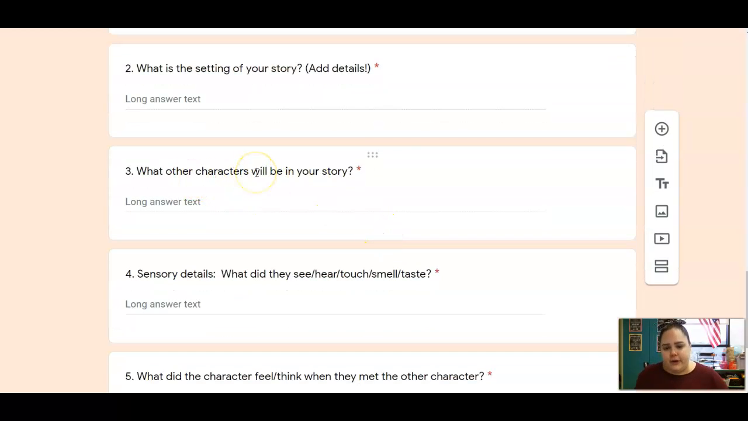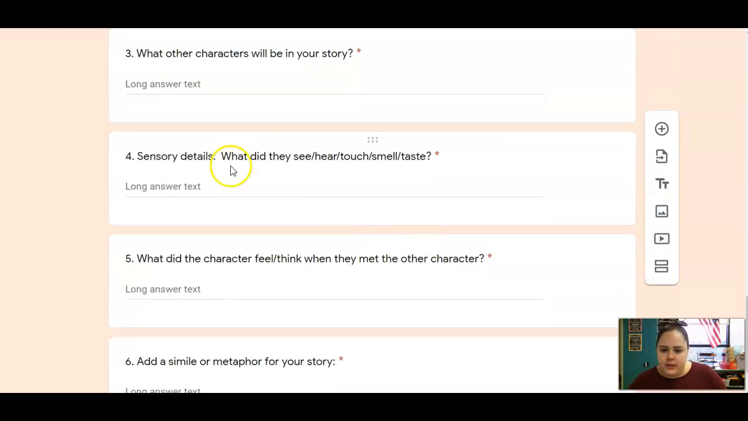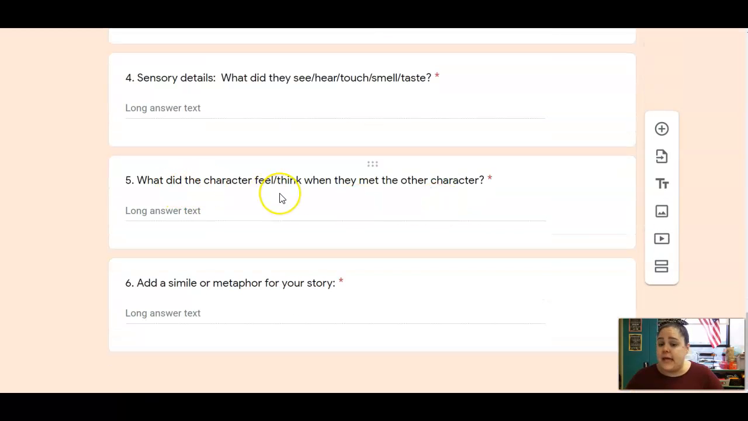Tell me what other characters are going to be there. Give me some sensory details. So within this setting, what are they seeing, hearing, touching, smelling, tasting? What did the character feel or think when they met the other characters? And then I'm going to have you add a simile or metaphor to your story.